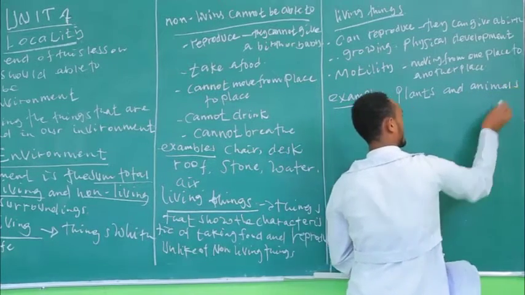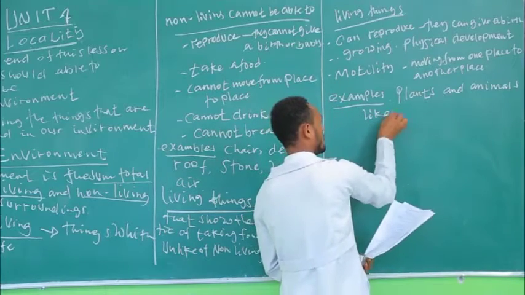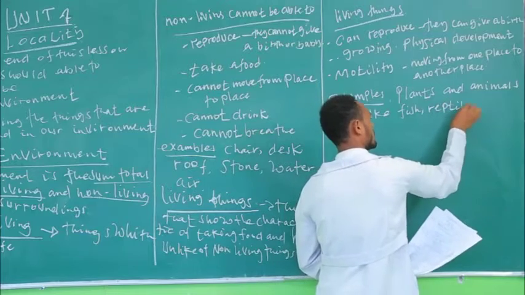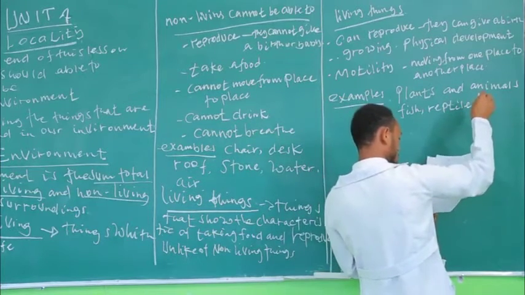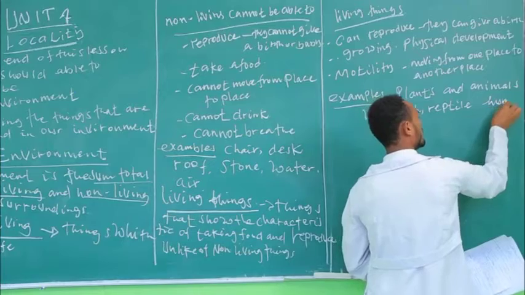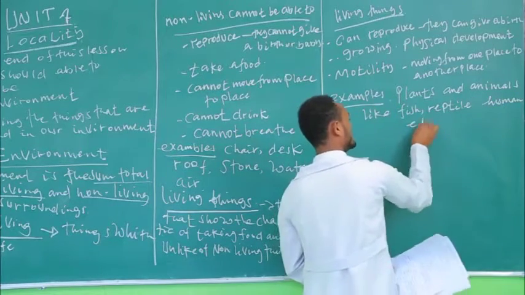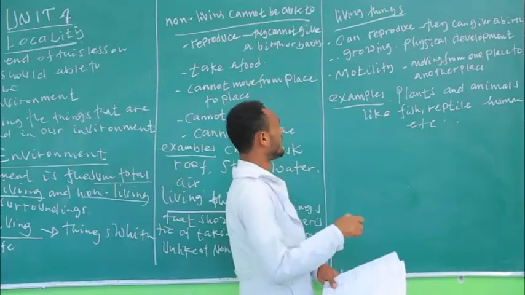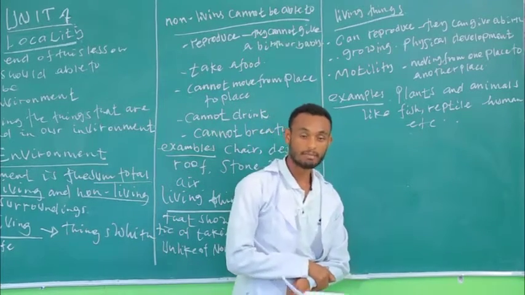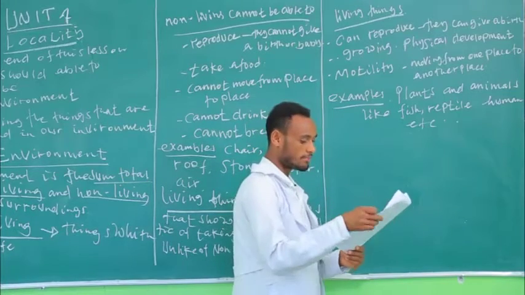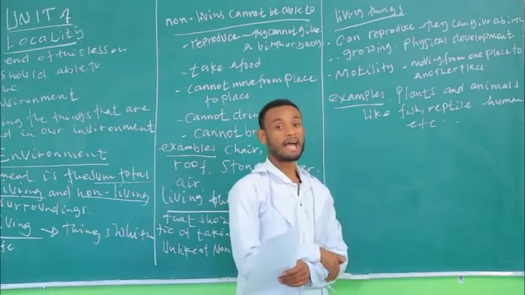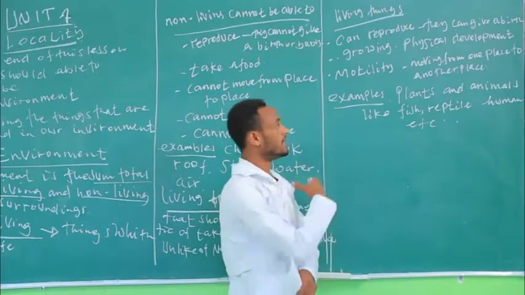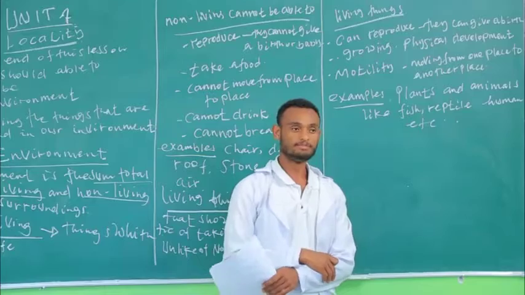Animals like fish, reptiles, humans, etc. These are all examples of living things. Students, I hope you understand and can differentiate between living and non-living objects.